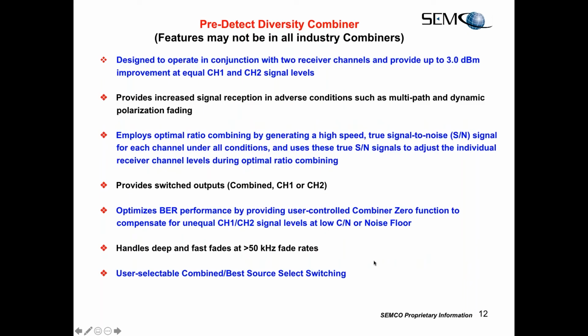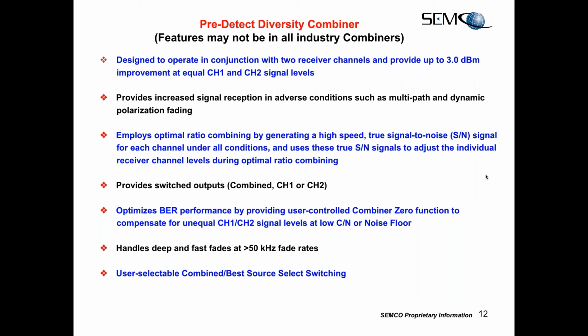So then if you basically want to do a diversity combiner, that's where you're going to have a channel 1 and channel 2 input from a dual feed antenna, tracking antenna, and you want to provide up to 3 dBm improvement at equal channel 1 and channel 2 signal levels, then you'll basically want to specify an optimal ratio combining diversity combiner. And it also gives you some other capabilities.